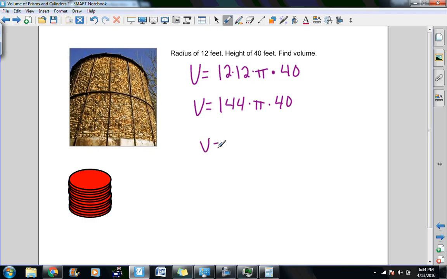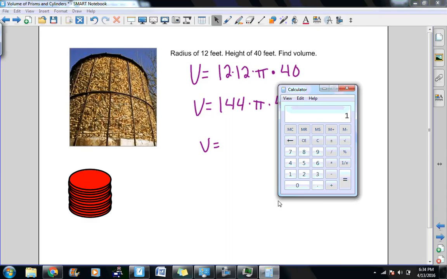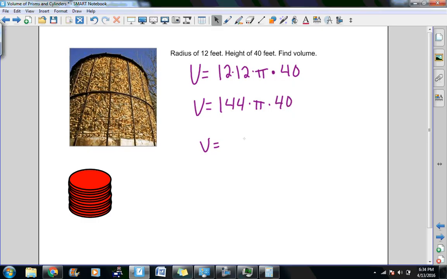And now, if you're working with a cylinder, you're almost always going to have to use a calculator. So I'm going to do 144 times 40, gives me 5,760, and we're going to multiply that times pi, which gives me 18,086. And this is going to be cubic feet. And that is the last object from this video.